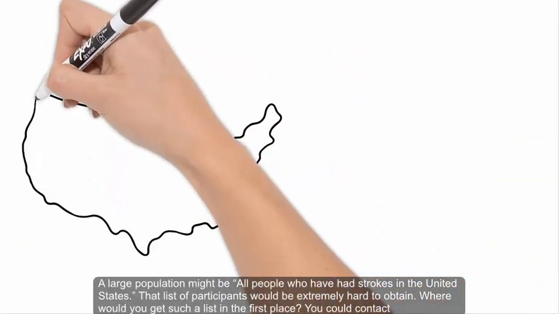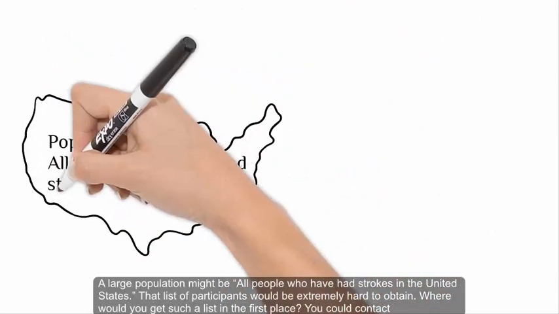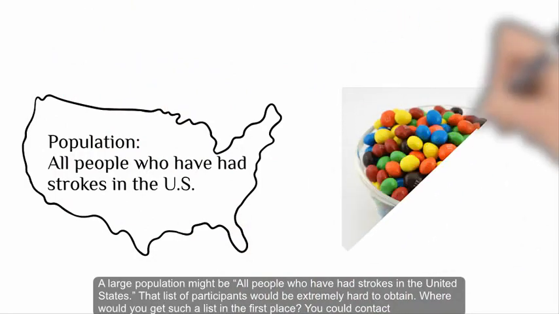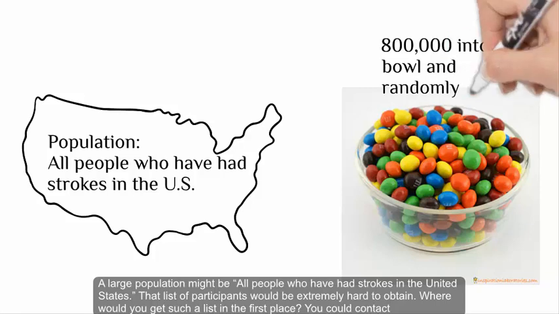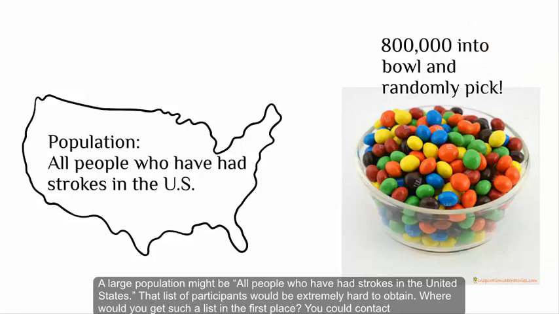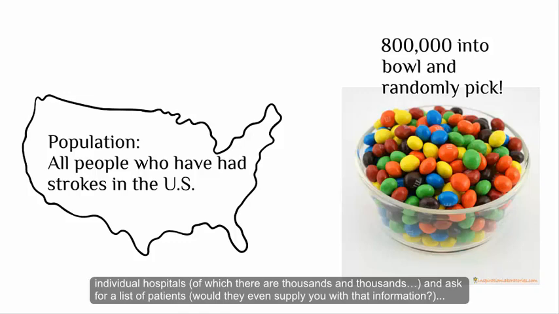A really large population might be all of the people who have had strokes in the United States. Now, that list of participants would be extremely hard to obtain. Where would you get such a list in the first place? You could contact individual hospitals, of which there are thousands and thousands, and ask for a list of patients. Would they even supply you with that information?